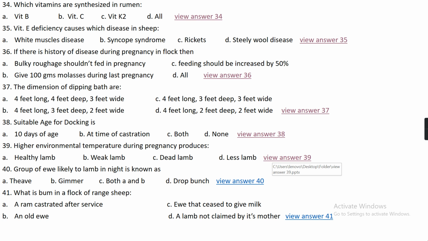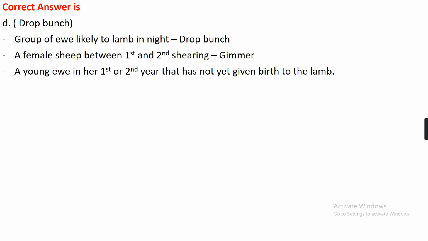Okay. Question number 40. Group of ewes that are likely to lamb in night is known as option A, thieves, option B, gimmer, option C, both A and B, or option D, drop bunch. The right answer is option D, that is drop bunch.